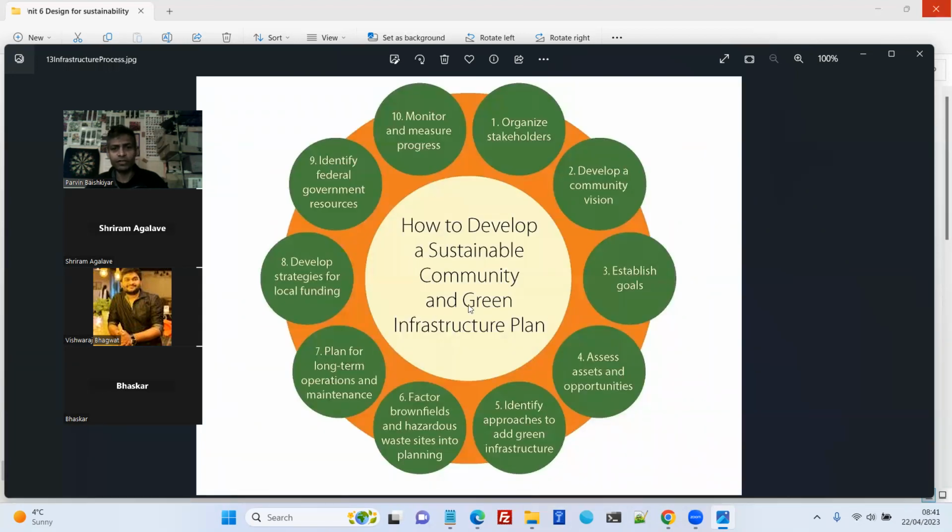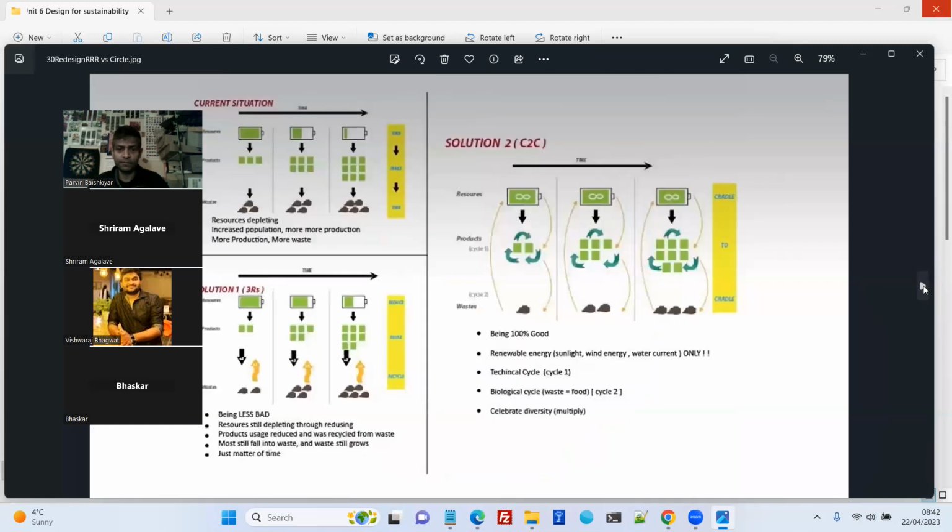We already talked about this infrastructure process: organize stakeholders, develop a community vision, establish goals, assess assets and opportunities, identify approaches and add green infrastructure, factor brownfield and hazardous waste sites into planning. Or you can say this building has to deal with it. The sooner we deal with it locally, the better. Plan for long-term operation and maintenance, develop a strategy for local funding, identify federal government resources, monitor and measure progress. So this is how we develop a green design.